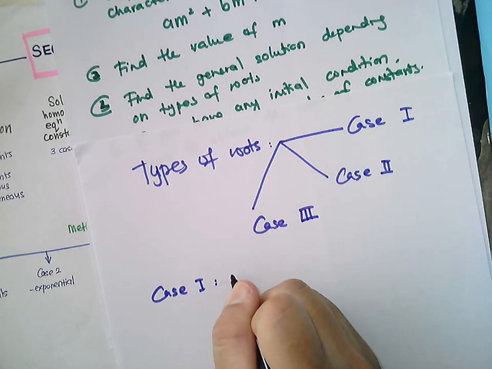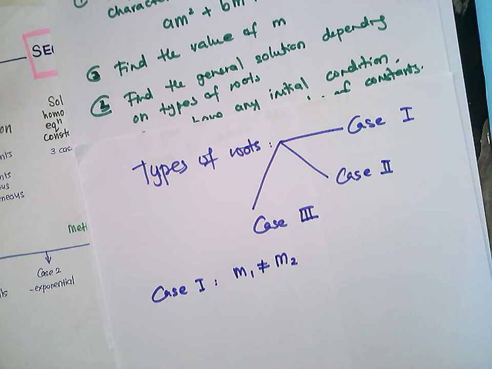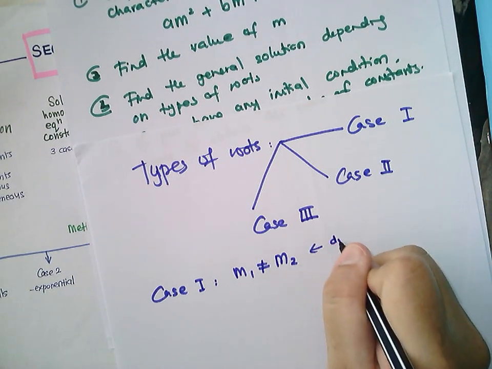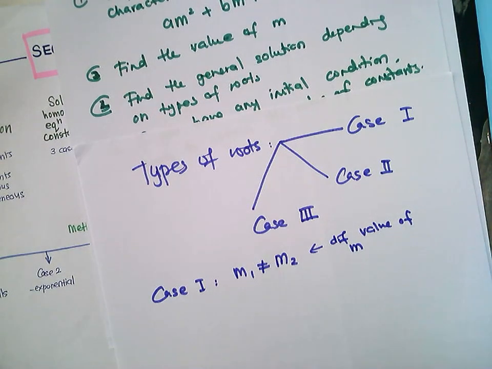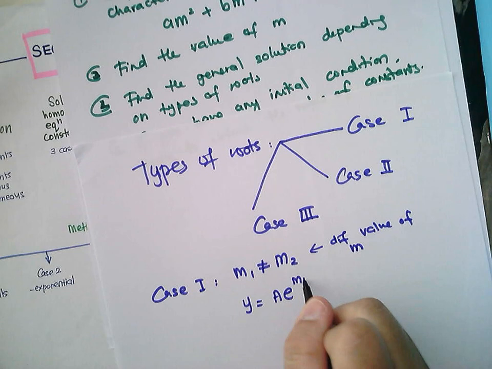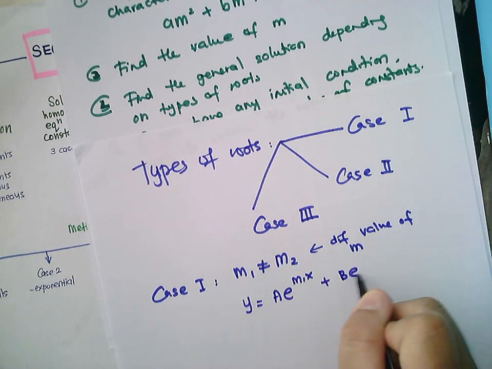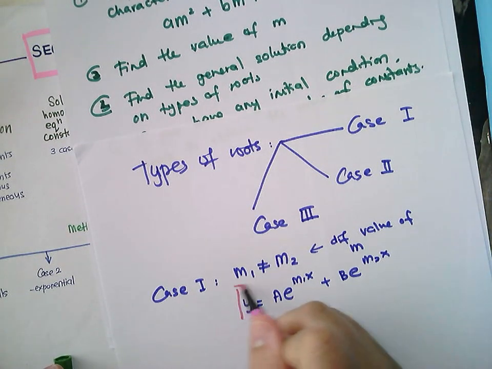Okay, so as for case 1, where your m1 is not equals to m2. You have two different values of m. Okay? So your general solution will be y is equals to A e^(m1 x) plus B e^(m2 x). Okay, so this is the general form for case 1. Let me highlight it. Okay, this one.